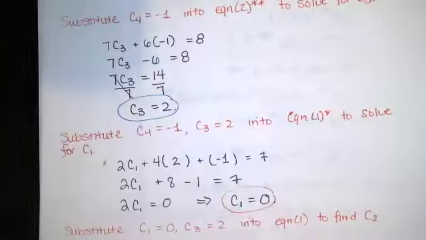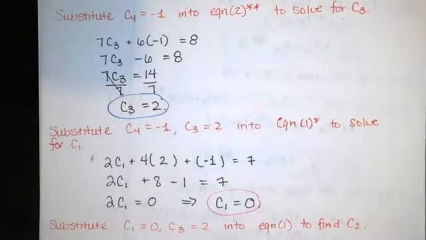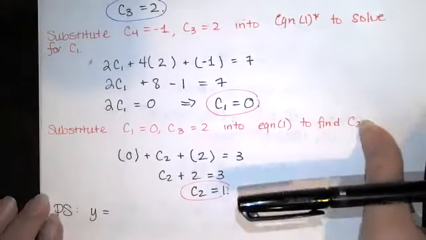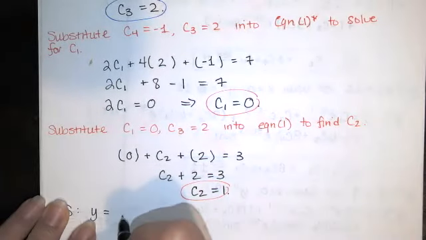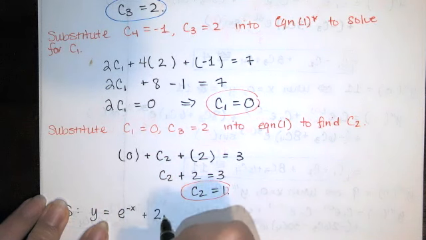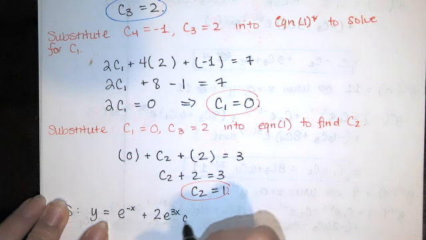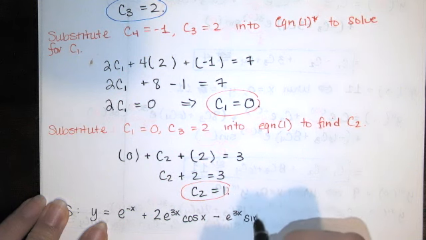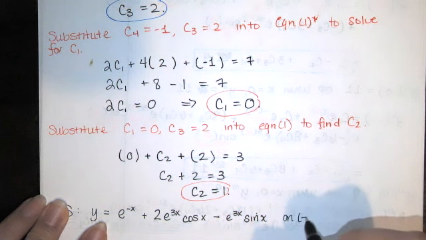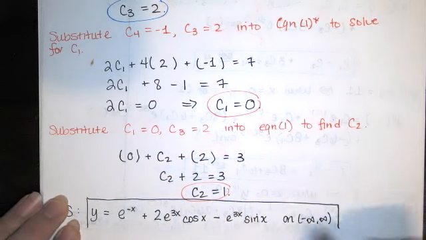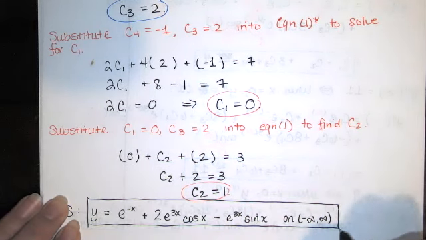So y equals C1 times e to the x. Well, C1 was 0, so there is actually no e to the x term. Plus C2 times e to the negative x. So we have 1 times e to the negative x. Plus C3, which is 2, times e to the 3x times cosine of x, plus C4, which was -1, times e to the 3x times sine of x. That's going to work on negative infinity to infinity. That is how we solve the initial value problem.